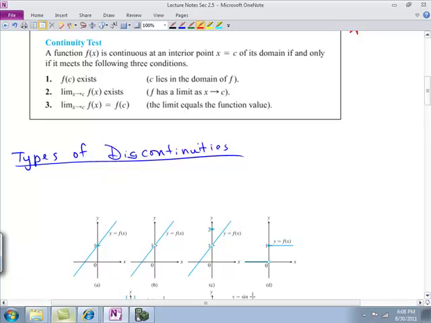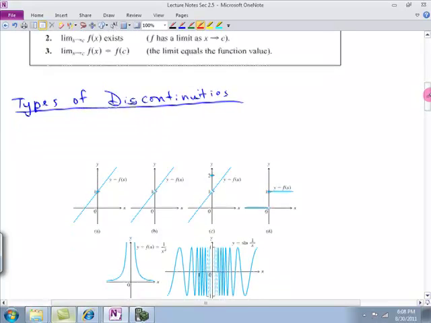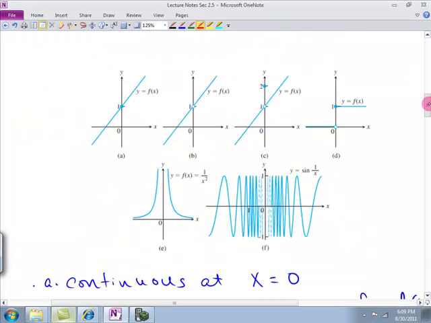Okay, and then we're going to look at some pictures of different kinds of discontinuities, places where it's discontinuous. So let's make this a little bigger. Is everybody through copying, or do I need to wait a little bit? You good? Okay. So I'm going to make this a little bit bigger so we can look at these pictures.